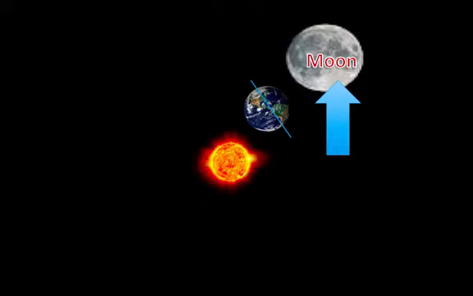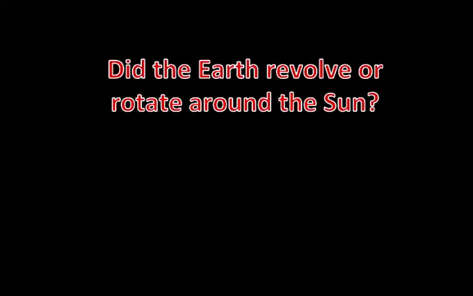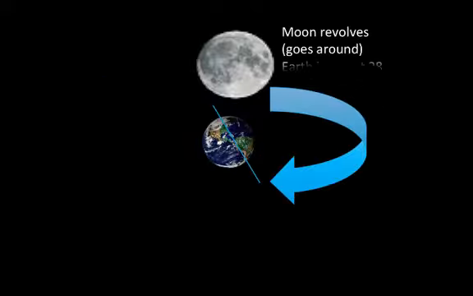Now that we've talked about how the Sun and the Earth are connected, let's see how the Moon fits in with them. Do you remember if the Earth revolved or rotated around the Sun? Take a minute to reflect. You're right! The Earth revolves around the Sun, and the Moon does the same thing to the Earth. It revolves. This means it goes around the Earth in 28 days.